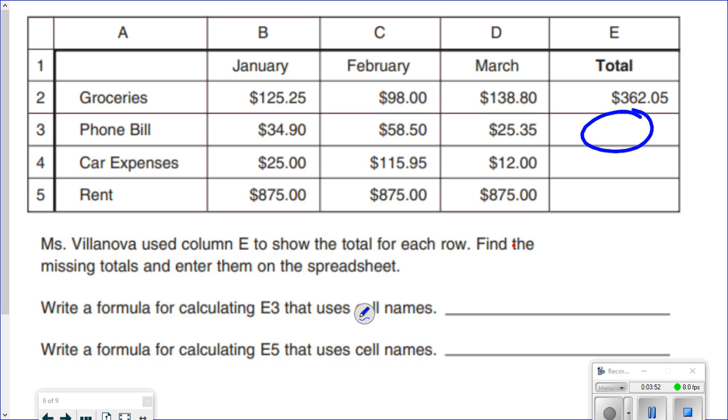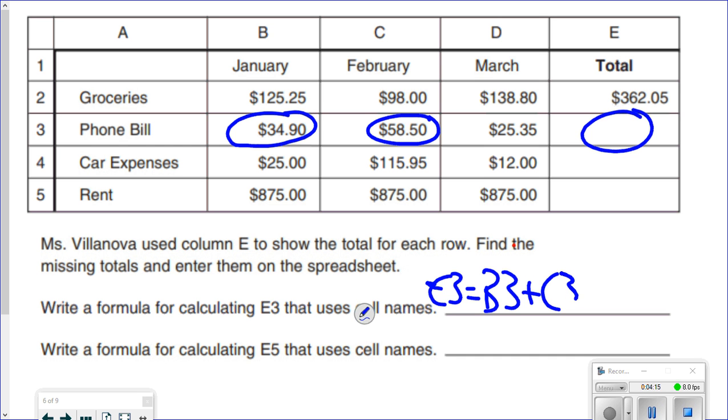So how are we going to solve E3? Well, let's take a look. E3 equals, so that's what it would look like. E3 equals, it looks like we have B3 plus C3 plus D3. Wouldn't that make sense? This B3 plus C3 plus D3 would equal E3.